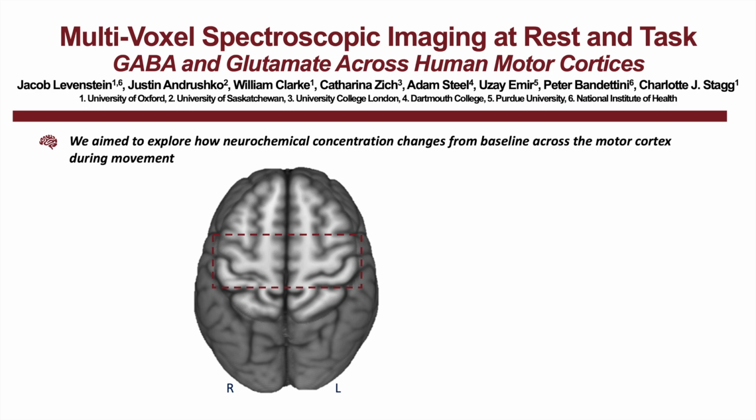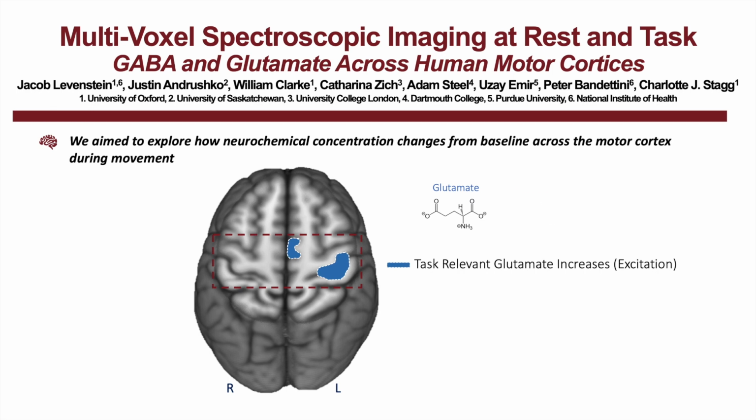Now, using this increased spatial specificity of MRSI, we wanted to ask how neurochemical concentrations change across the cortices when performing a motor task. Specifically, we are interested in looking at concentrations of glutamate, which is a major excitatory neurotransmitter and also plays an important role in energetics.